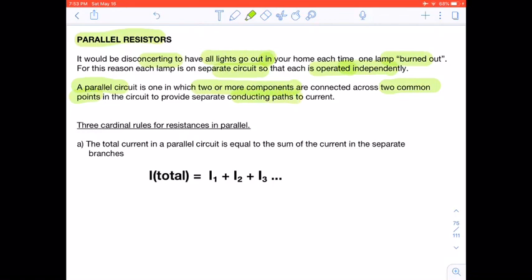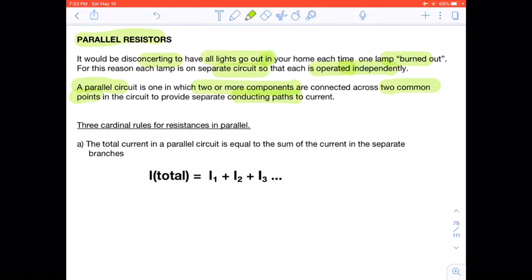Reason being, like I've alluded to, if you have one bulb not working in your house, you don't want the entire house lights to be off. So you want to have independent circuits so that current can go through an independent circuit even if a bulb is burned.